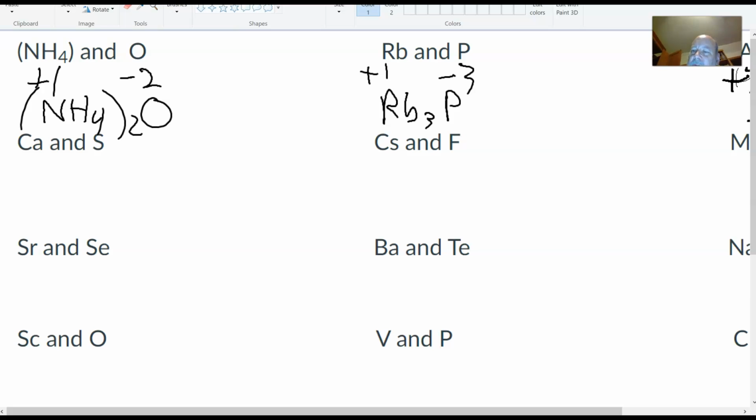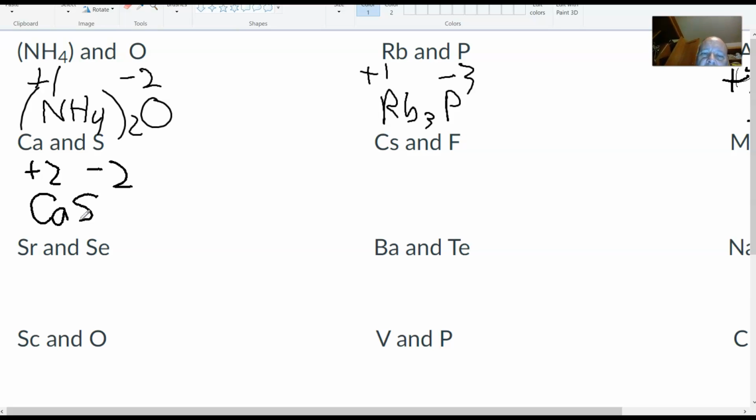Okay, now calcium and sulfur. If I look up calcium, it's in column 2A, and that means it'll have a +2 charge, right? And then sulfur is in column 6A, and since it's in 6A, it has 6 valence electrons. It means there's 2 more spots available, and if it takes those 2 valence electrons, it'll have a charge of -2. Now this is a situation where they're both the same number. They're already balanced, so I only need one of each of these in my formula. So I'm just going to say CaS, and that's my formula.